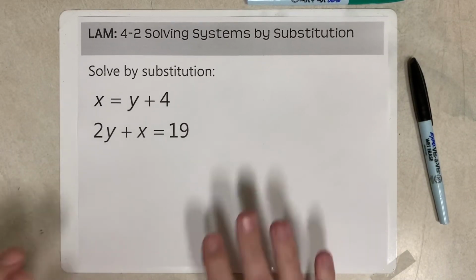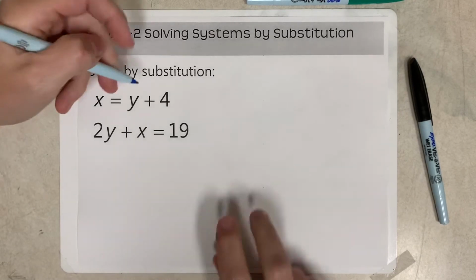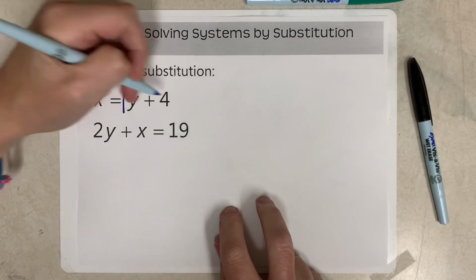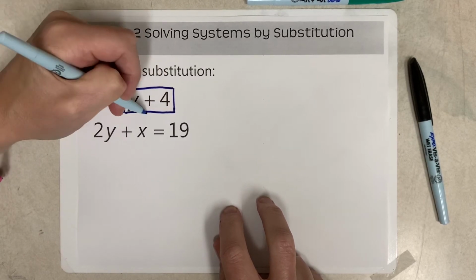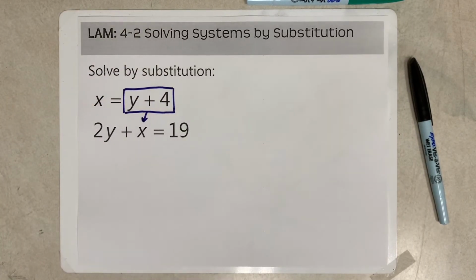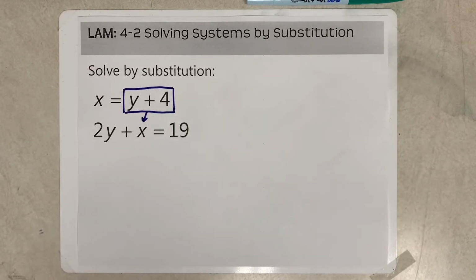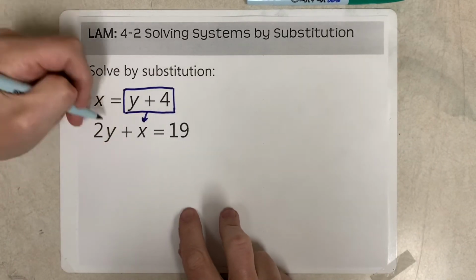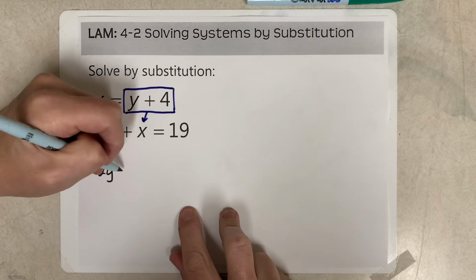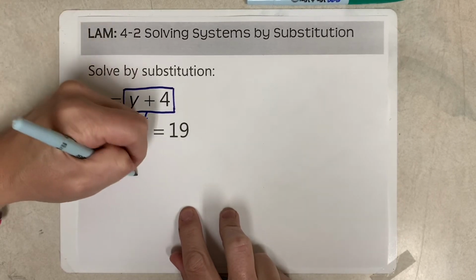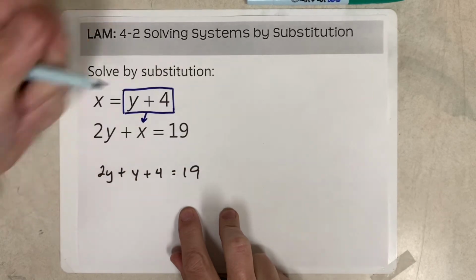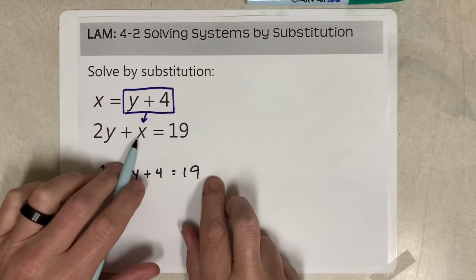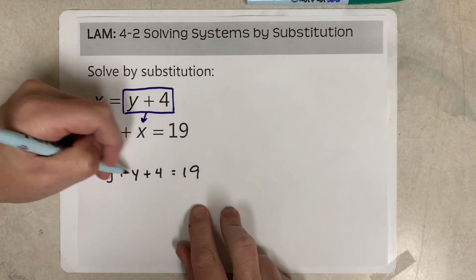All right, next example. This time we already have x solved. X is equal to y plus 4, and so we're going to take all of this and replace that x down there with y plus 4. And so here we have 2y plus, not x anymore, but y plus 4 equals 19. Again, I don't have to use parentheses because it was just a 1x I'm plugging it in for. So 2y and another one make 3.